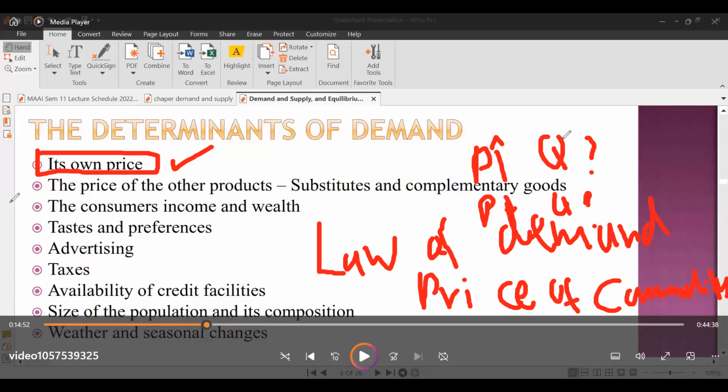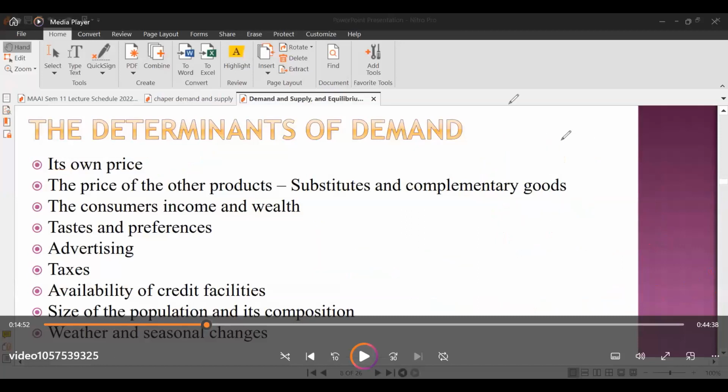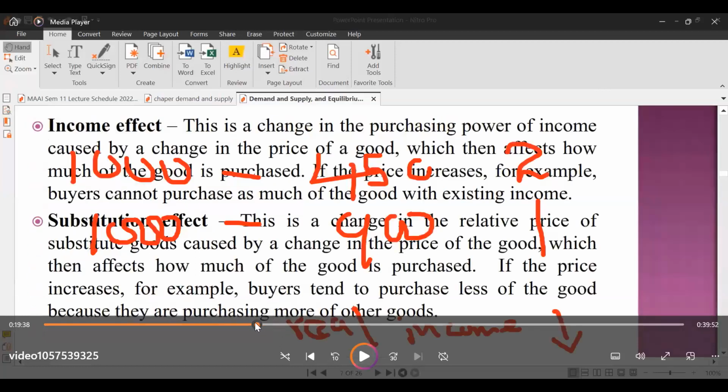When other factors are held constant, what is the relationship between the price of the commodity and the quantity? If you refer to extra notes, sometimes you may meet some technical words. The definition: when other things are held constant.